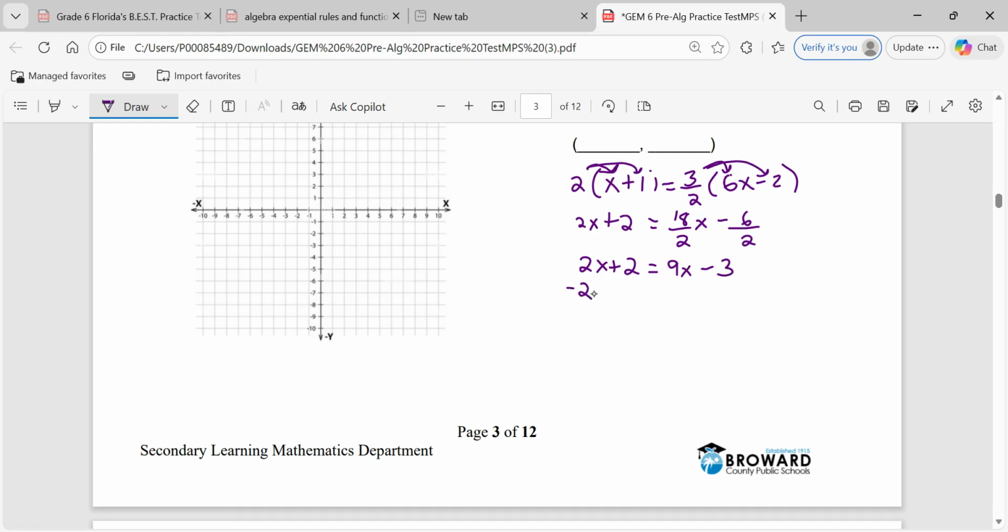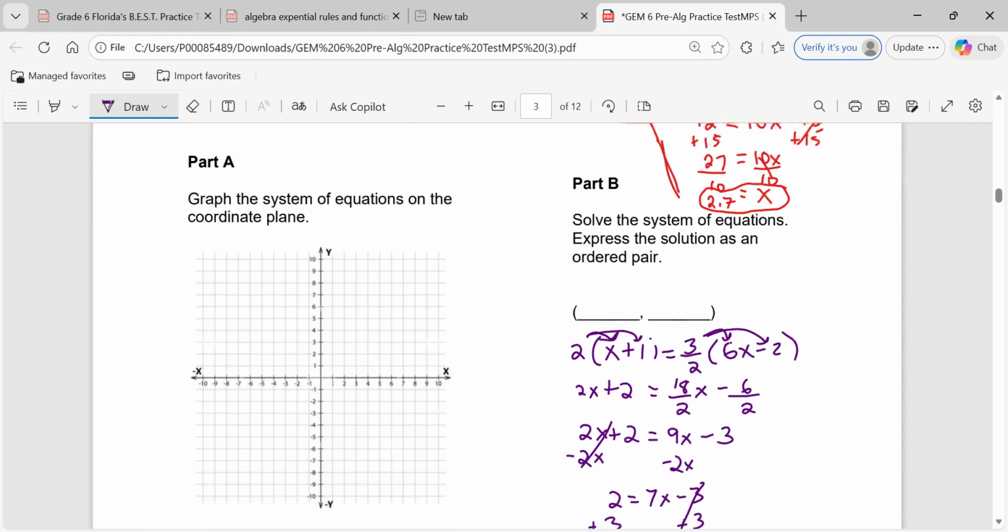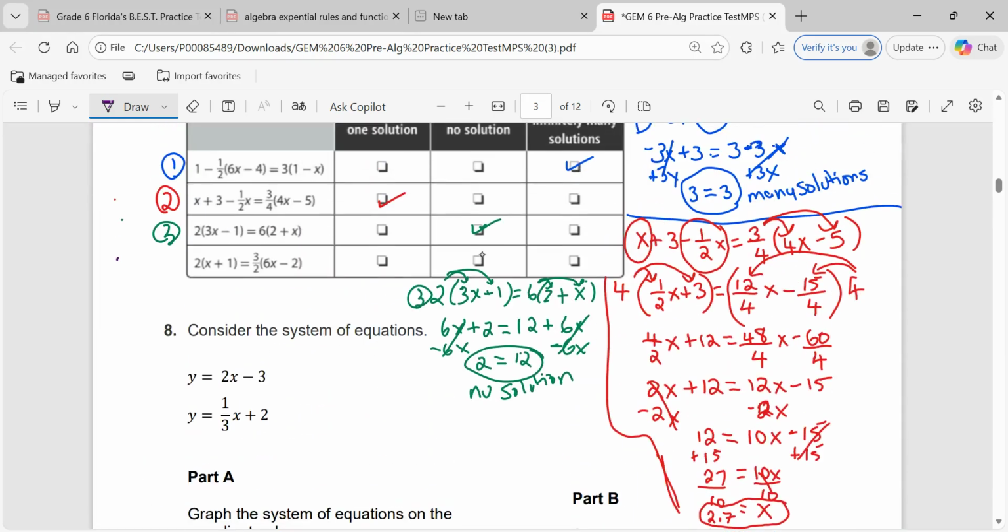And then I'm going to solve, so I'm going to subtract 2x on both sides. 2 is equal to 7x minus 3. I should realize now that I am going to get a solution, but let's finish this off. 5 is equal to 7x. And then to get x all by itself, I'm going to divide both sides by 7. So that x is equal to 5/7. And yep, that means there will be one solution to that.